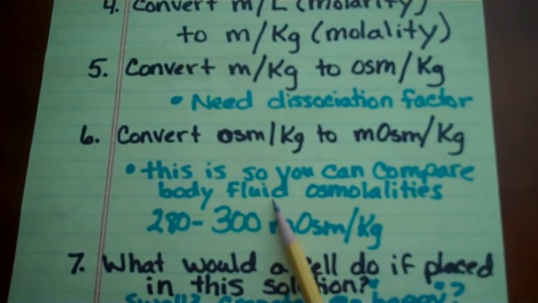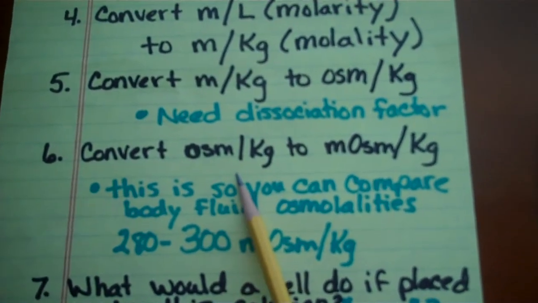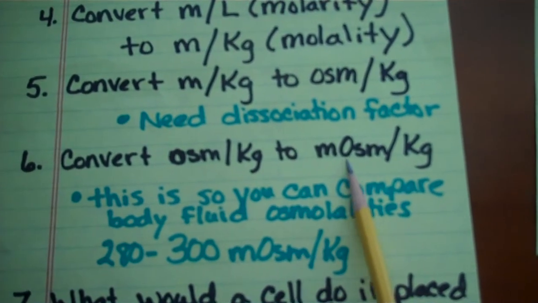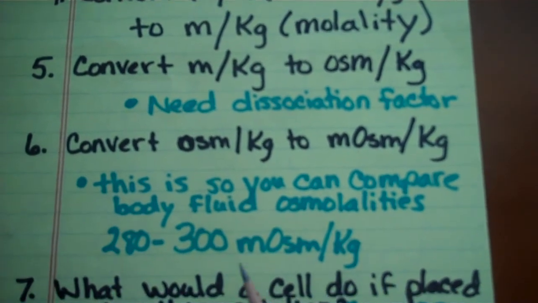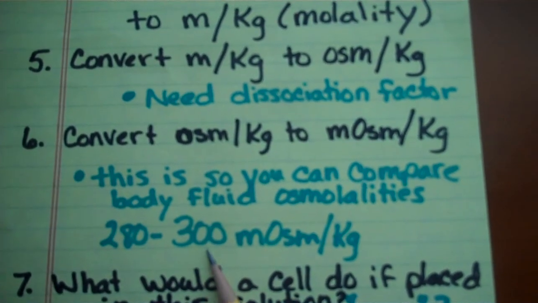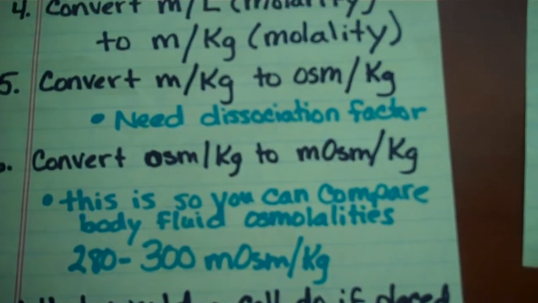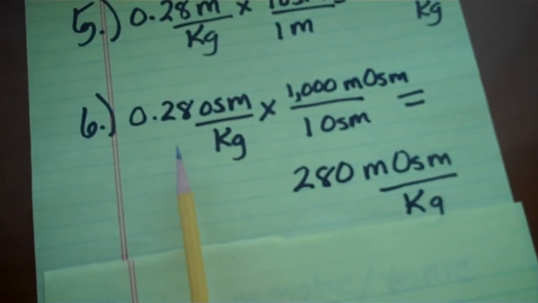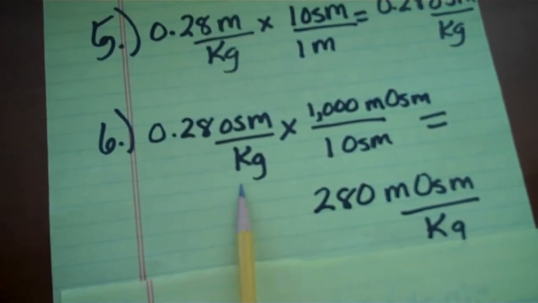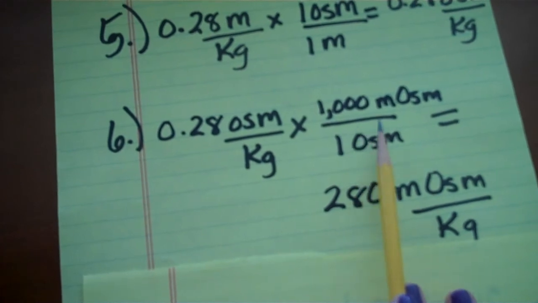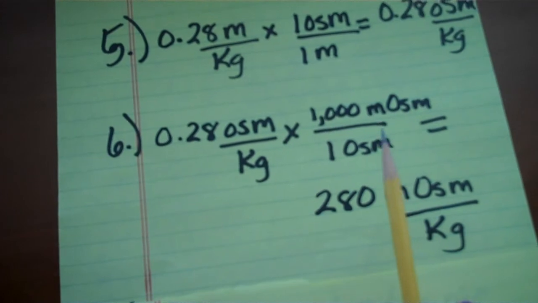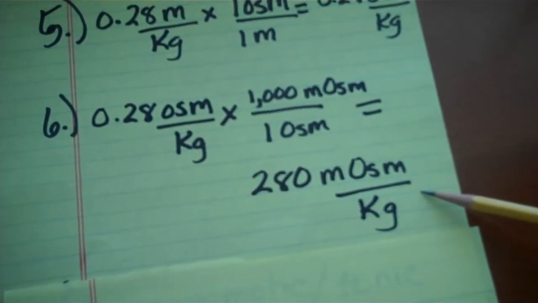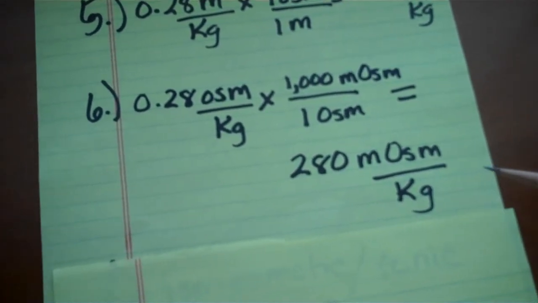In step 6, we need to convert this solution's osmolality to milliosmoles per kilogram so that we can compare our body fluid osmolalities. The normal is 280 to 300 milliosmolar. In order to do this, we simply multiply our 0.28 osmoles per kilogram times there are 1,000 milliosmoles for every 1 osmole, and that gives us a solution osmolality of 280 milliosmolar.